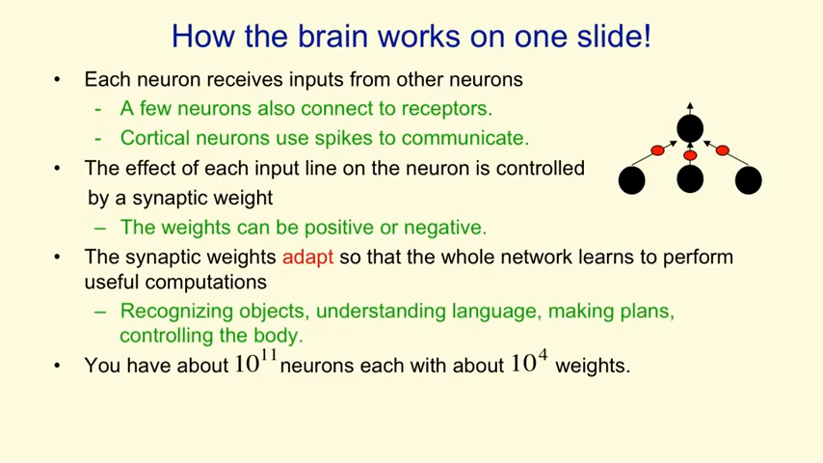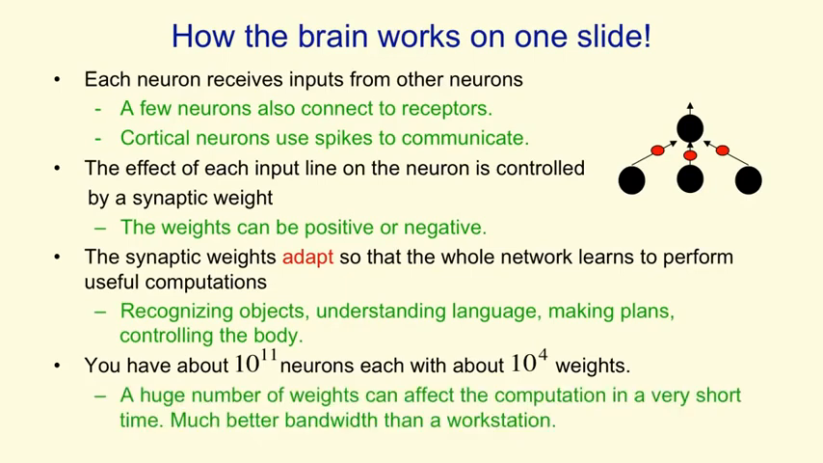You have about 10^11 neurons, each of which has about 10^4 weights. So you probably have 10^15 or maybe only 10^14 synaptic weights. And a huge number of these weights, quite a large fraction of them, can affect the ongoing computation in a very small fraction of a second, in a few milliseconds. That's much better bandwidth to stored knowledge than even a modern workstation has.